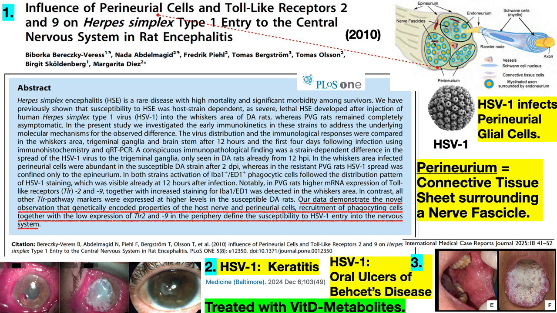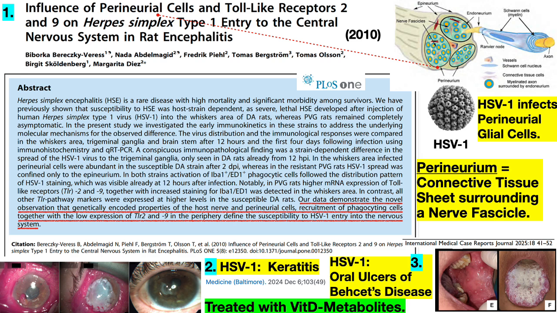And one type of glial cell, which is highly neglected in terms of being a reservoir for HSV1, are cells of the perineurium. So what is the perineurium? The perineurium is a connective tissue sheet surrounding a nerve fascicle, which I will define in a moment. So this tissue sheet is composed of cells known as perineurial cells, and HSV infects perineurial glial cells.